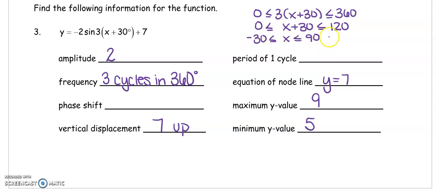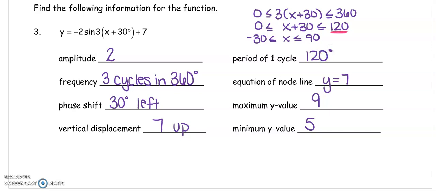Now this is going to help me figure out what my phase shift is. Instead of starting at 0, we're starting at -30, which means we're going 30 degrees to the left. The period of one cycle then, take a look, we can go right back to the step before it, the 120 degrees. That's the difference between -30 and 90. So our period is 120 degrees.